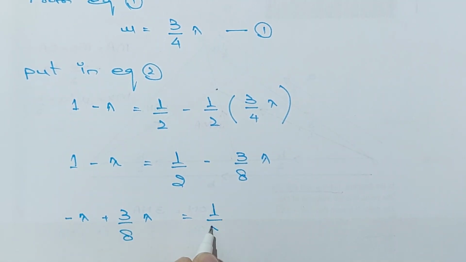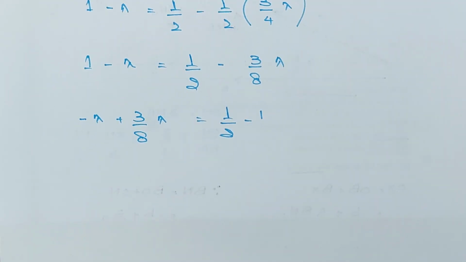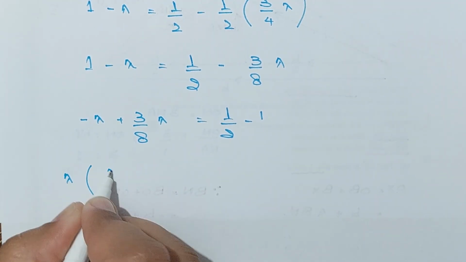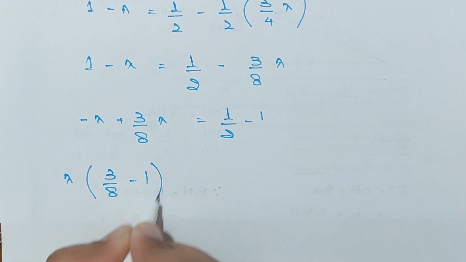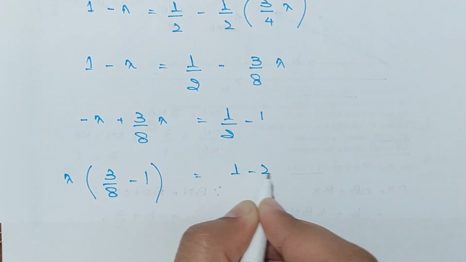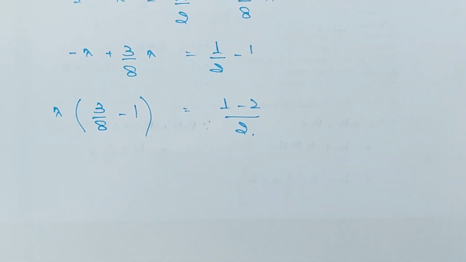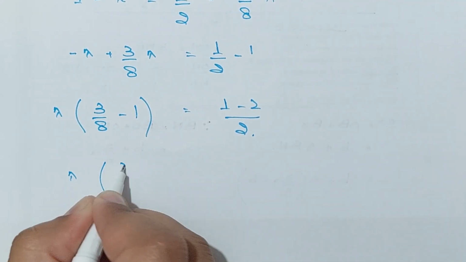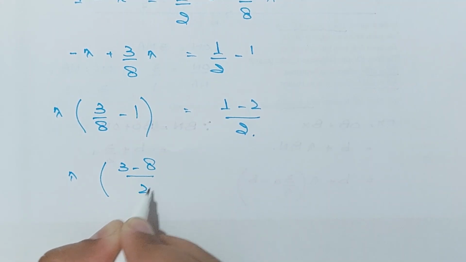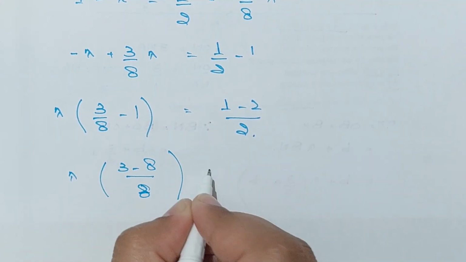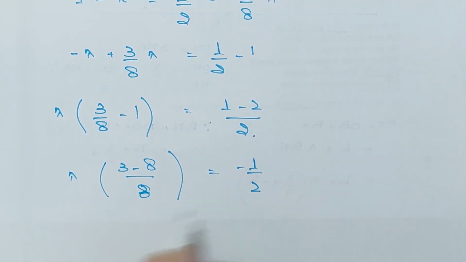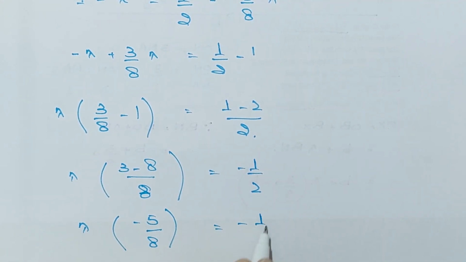This is 1 by 2 and minus 1. Take lambda common. We have 3 over 8 minus 1, and here 1 minus 2 over 2. Take the LCM. We have lambda and 3 minus 8 over 8, and here we have minus 1 over 2. So lambda times minus 5 over 8 equals minus 1 over 2.